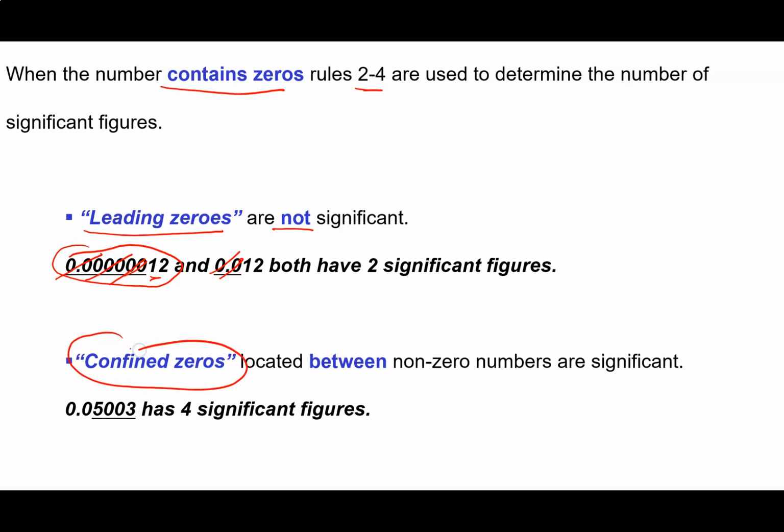Confined zeros, or as I called them, buried zeros, some people call them trapped zeros, whatever you want to call them. I think we pretty much know what they are. They are always significant. There's no way of eliminating those without completely transforming the number. So these leading zeros are not significant in this number. The non-zero numbers are significant, so that gives you 2. And then we've also got 2 buried zeros, so that's another 2. So we got 4 sig figs in total here.